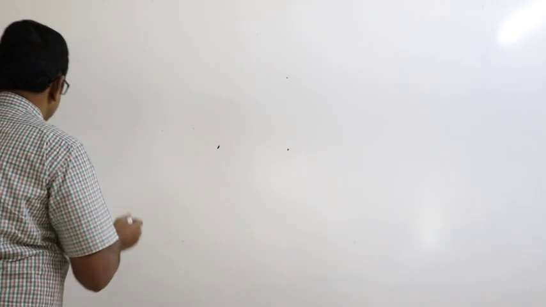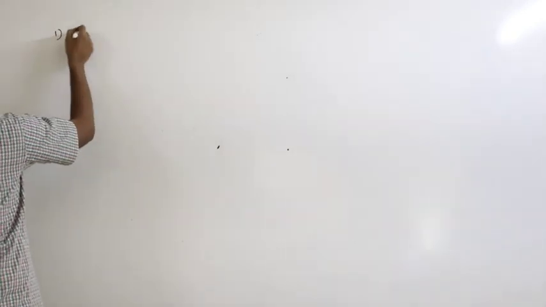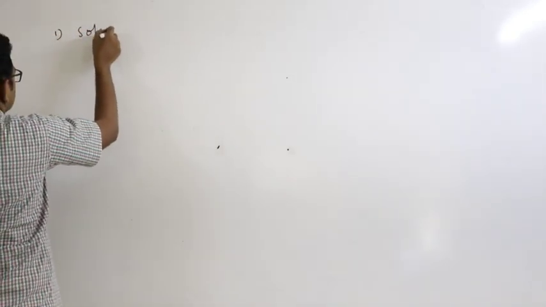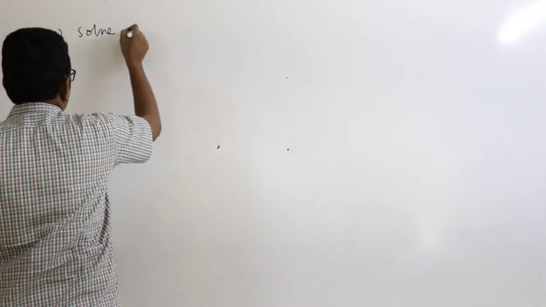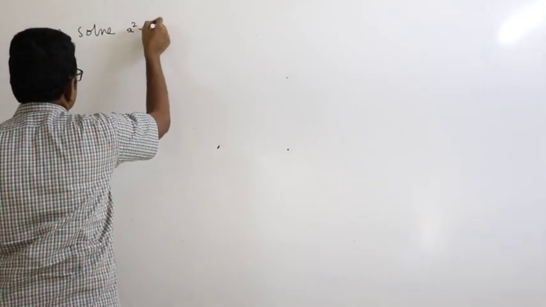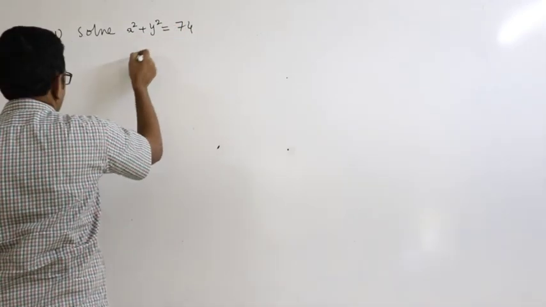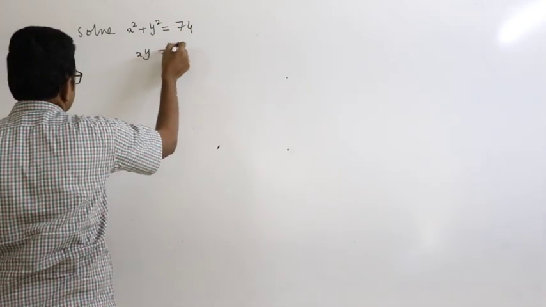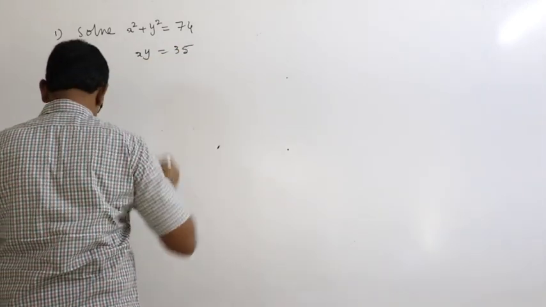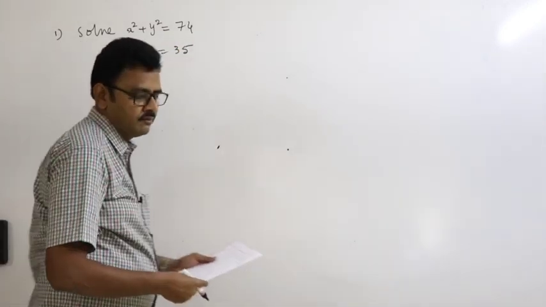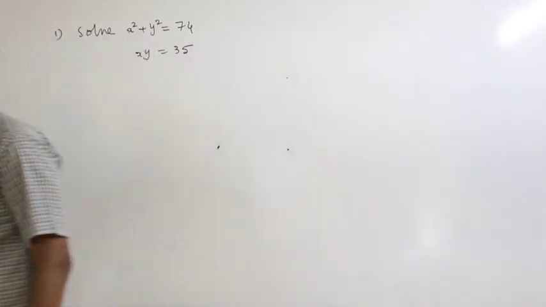Hi students, now we discuss some equations, that means solve the equations in different methods. Solve x square plus y square is equal to 74 and xy is equal to 35.